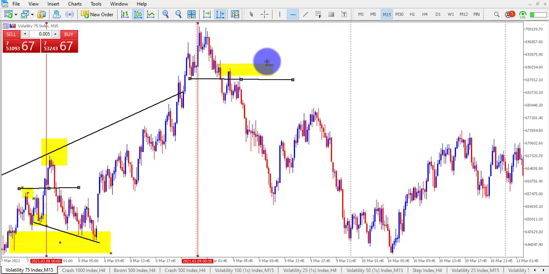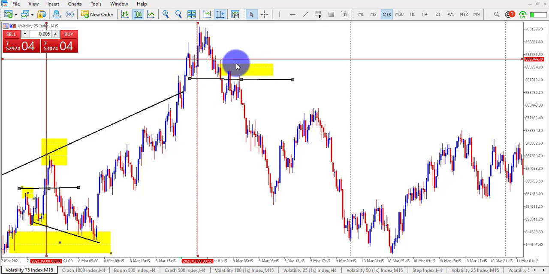Your stop loss, guys, you know it goes above your supply zone, and you are going for what, 1:3, 1:10 risk reward ratios, because the stop loss is very minimal and the reward is very big. This is what I love about this strategy. Let's look at another example.